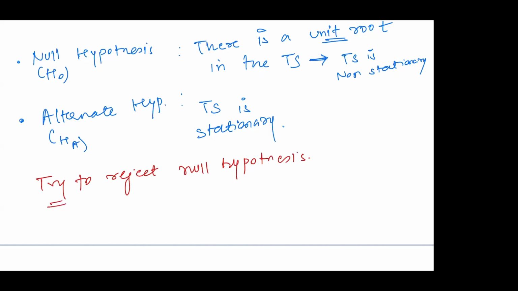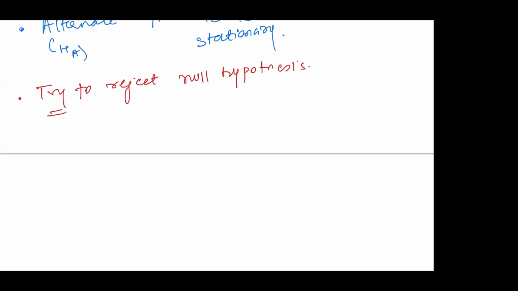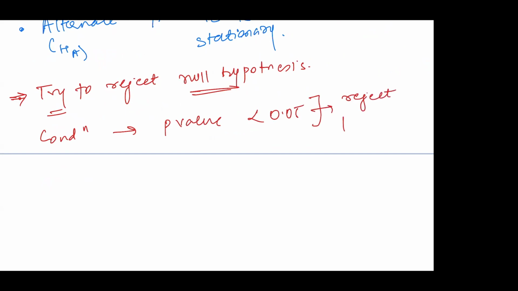So what are the conditions to reject the null hypothesis? As we know, we always try to reject the null hypothesis. The condition is, if the p-value is less than 0.05, then we will reject the null hypothesis, which means that if this condition is true, the time series is stationary.